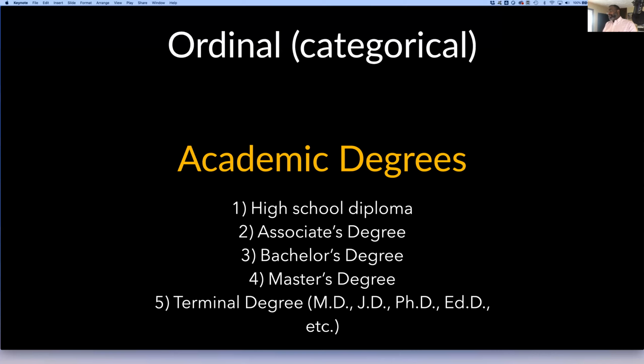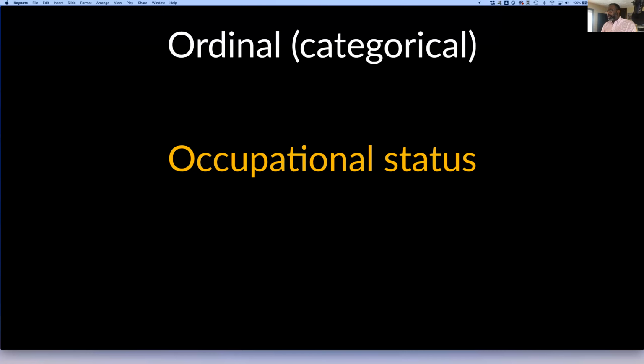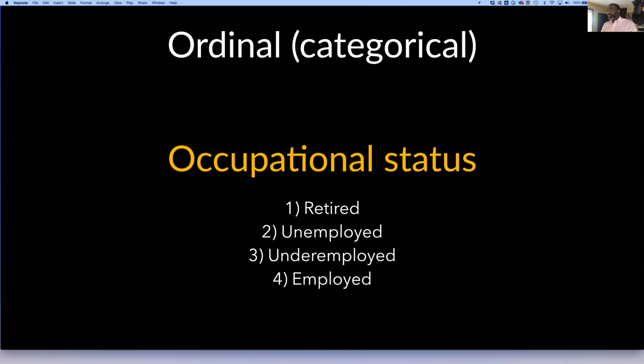Academic degrees. This is an ordered category. Don't care what anyone tells you. We rank it from high school generally, or less than high school. Certainly does that in the census. And then we move all the way up to terminal degrees, JD, MD, PhD, EdD, and so forth. Occupational status: retired, unemployed, underemployed, employed. Sometimes they don't have underemployed as a part of that, but there it is.